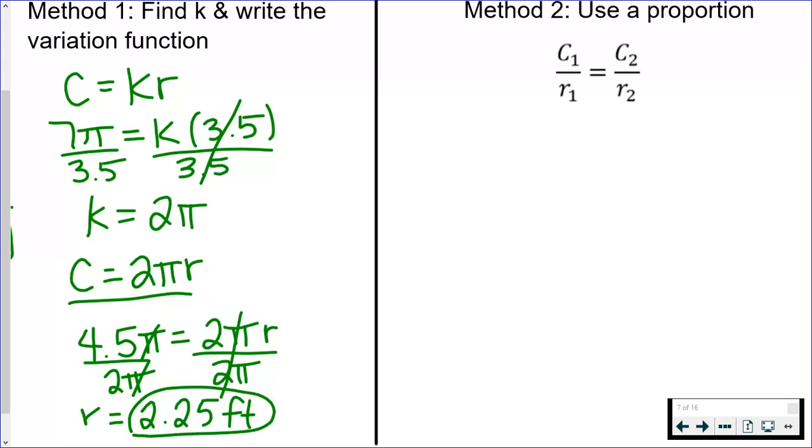And this was in feet, so the radius would be 2.25 feet when the circumference was 4.5 pi feet. So the answer to this is 2.25 feet.